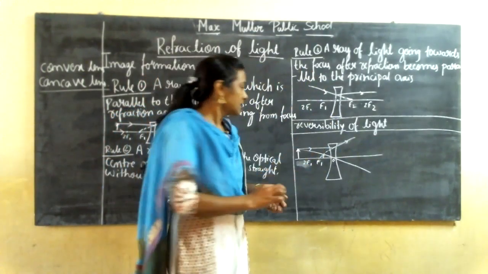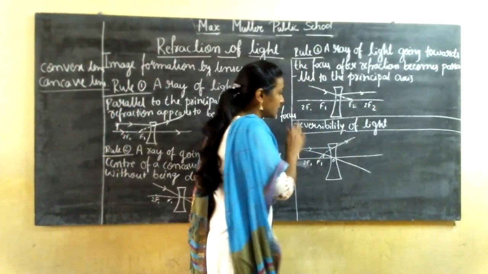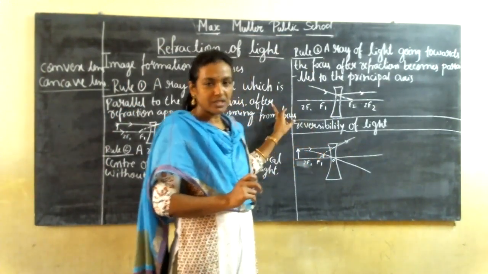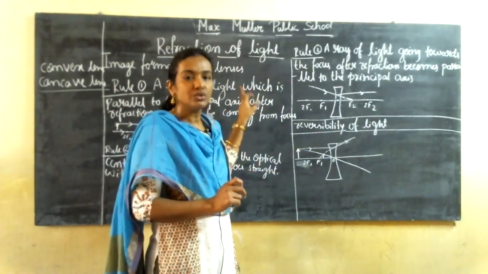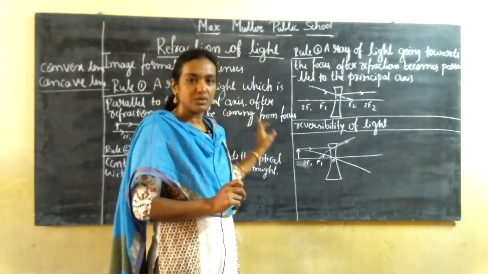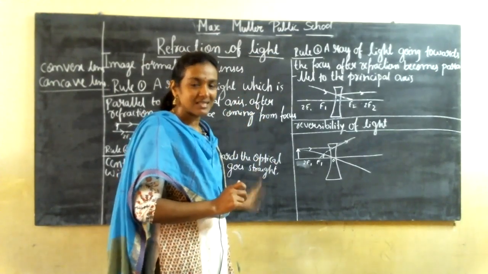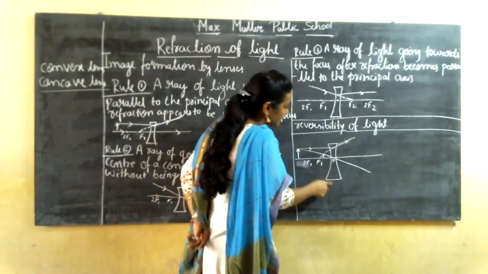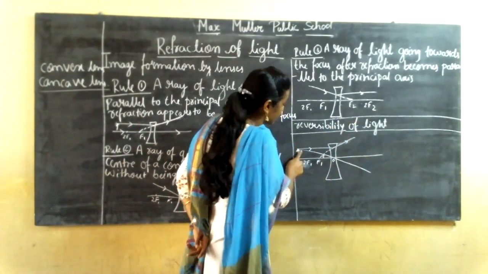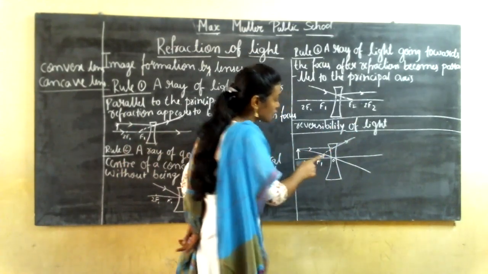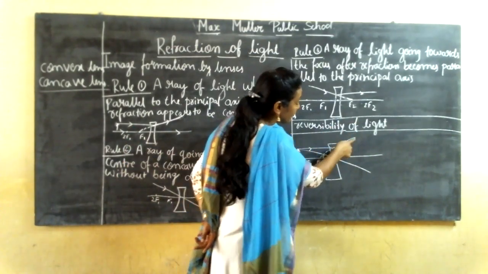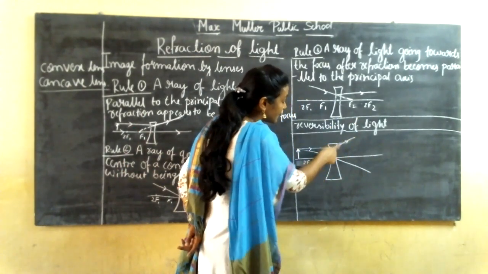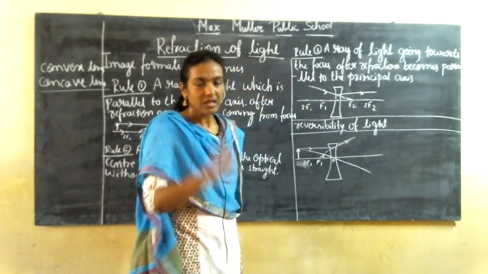Clear? Then, I have drawn one more ray diagram here using the first and second rules, to see where you get the image with a concave lens. This is our concave lens, this is the principal axis, and this is the incident ray. This is the first rule: the incident ray refracts from this point and appears as if it is coming from the focus.